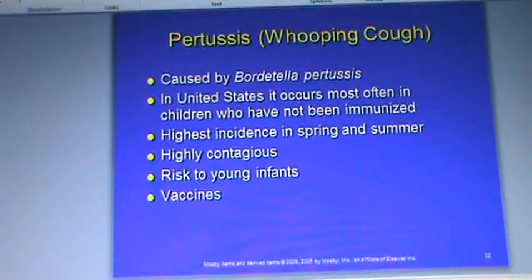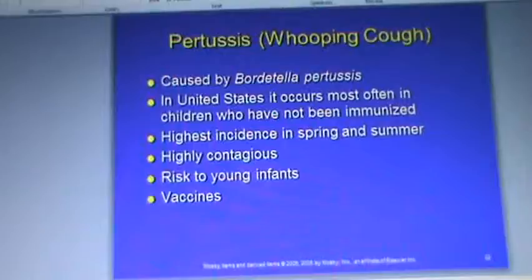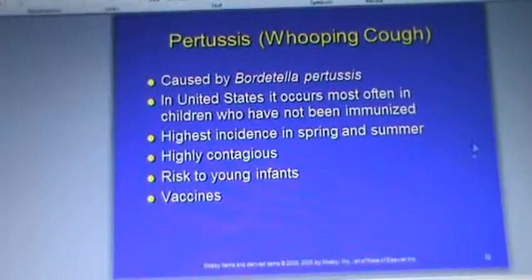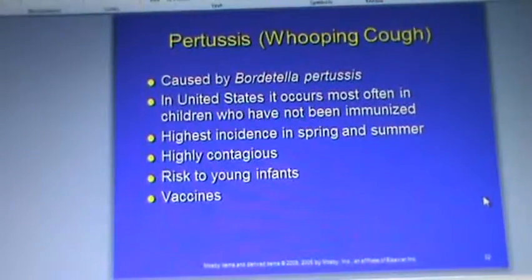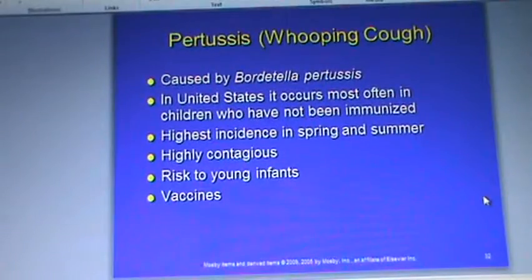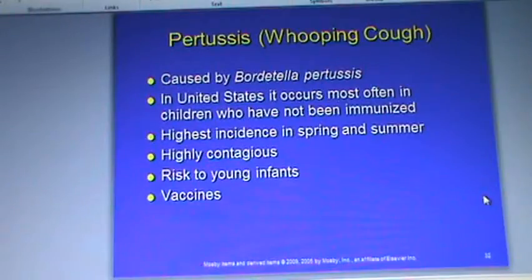Pertussis, whooping cough. It's why we get those DPT shots. The P is the pertussis. Caused by Bordetella pertussis. In the United States, it most often occurs in children who have not been immunized. Highest incidence is in summer and spring. Highly contagious. Risk to young infants. And there are vaccines, DPT for sure.